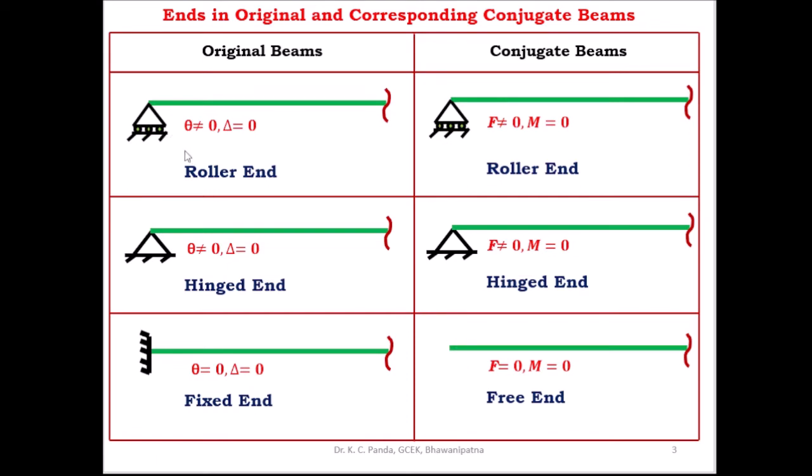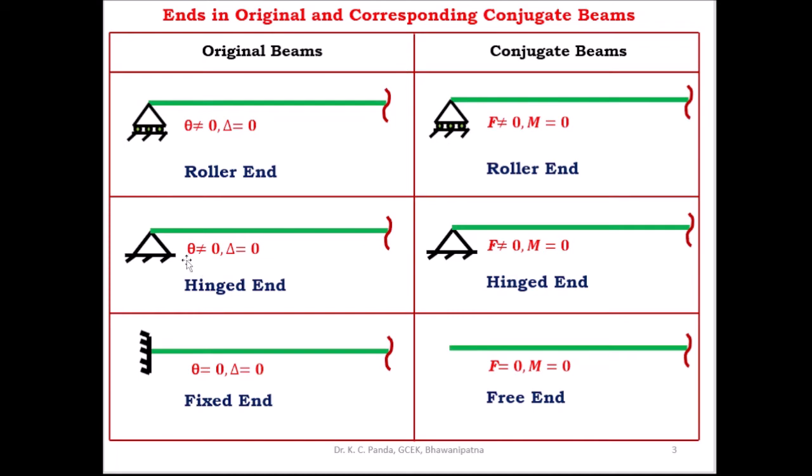So here you see at roller support, the rotation at the roller end is not equal to 0, but the deflection is equal to 0. But in conjugate beam at the same section, the shear force is not equal to 0 and the bending moment is equal to 0.